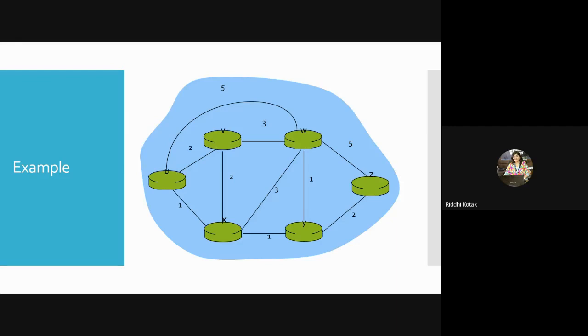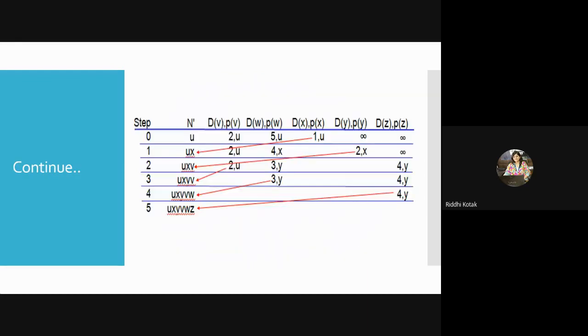Now the next step, you have to prepare the table. So step and N dash, then our source node is U and the destination node is Z. In N dash, first write step 0, N dash value U, and you have to fill the values for the remaining nodes like this. Do not fill in the entries first, prepare the first column of the table.